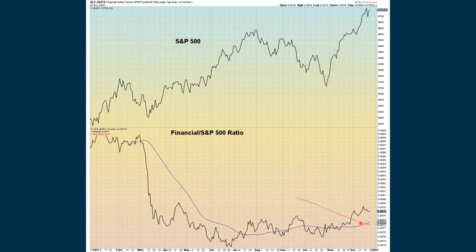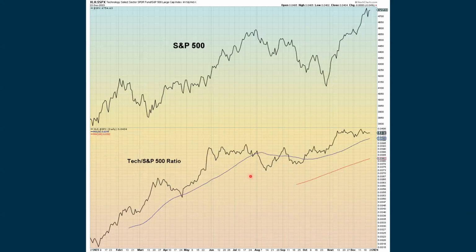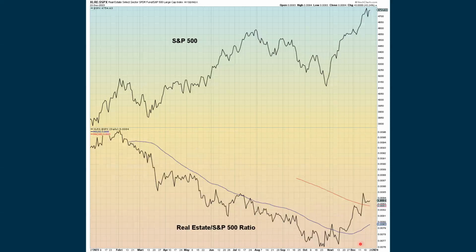underperforming the S&P. The financials are finally starting to show some improvement, and we're seeing a recent golden cross here with this ratio. The industrials are bouncing back up, but they're still in a longer-term downtrend. The tech sector has been a stronger area in 2023. The staples continue to be in a downtrend compared to the S&P.